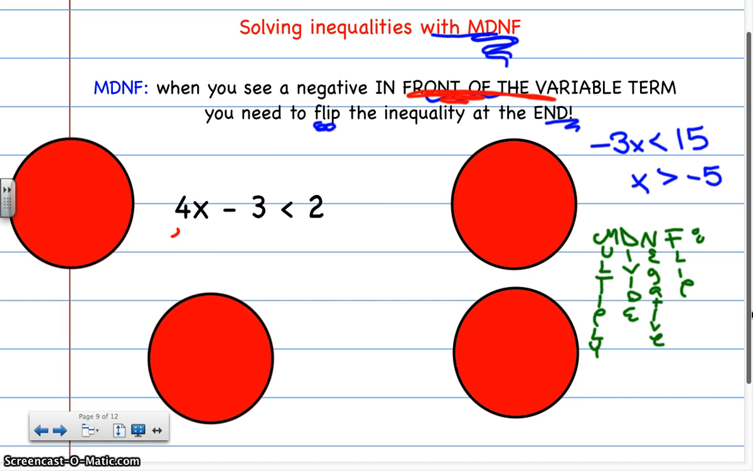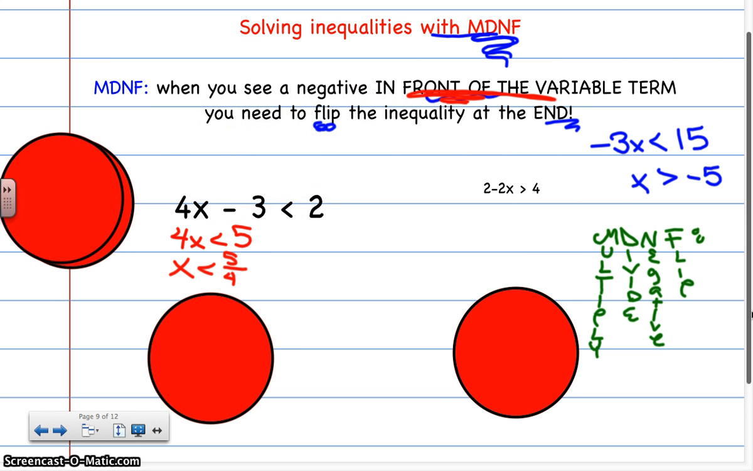I would add 3, so 4x is less than 5. Then I would divide by 4. x is less than, I'm going to leave it improper, I'm just going to say less than 5/4, okay? Just to save time. All right, our next example.